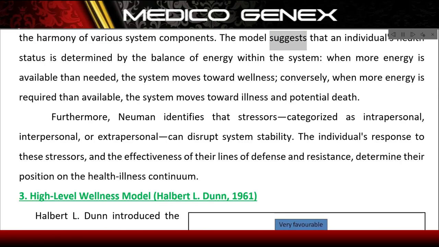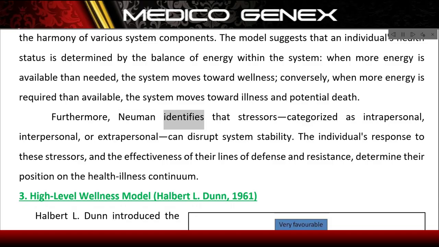The model suggests that an individual's health status is determined by the balance of energy within the system. When more energy is available than needed, the system moves toward wellness. Conversely, when more energy is required than available, the system moves toward illness and potential death.